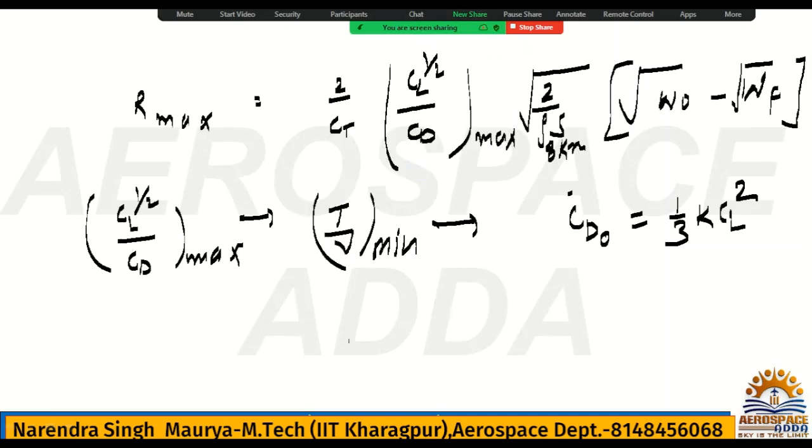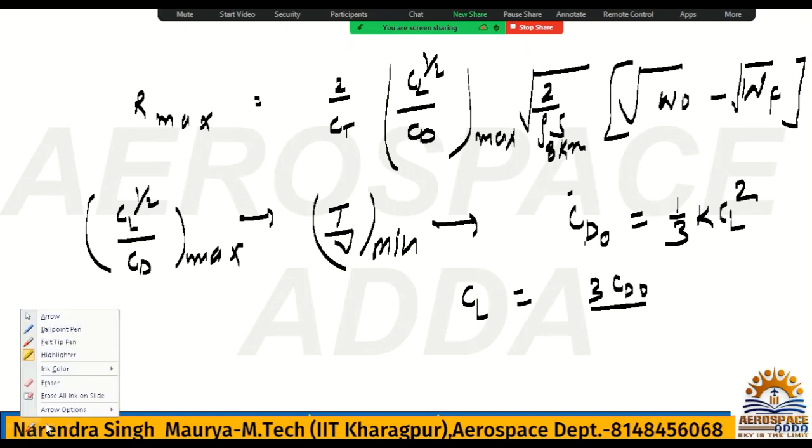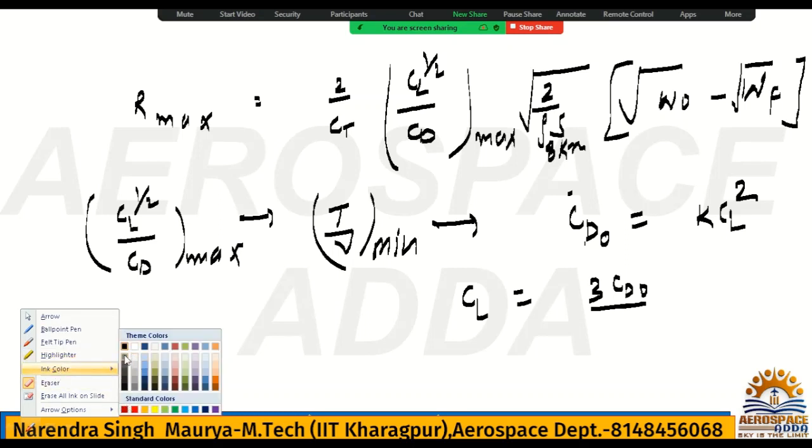Now if you calculate what is the CL, this is CD naught is equal to 1 by 3 KCL square, or I think it is 3. Can you check that once? It was 1 by 3, or I think it was 3 KCL square, if I am not wrong. Then only if you calculate CD naught by 3K, root CD naught by K, 3 CD naught by K. So I think it was 3. Check in your notes, please. Even I don't remember, because that is the formula derived at that time.